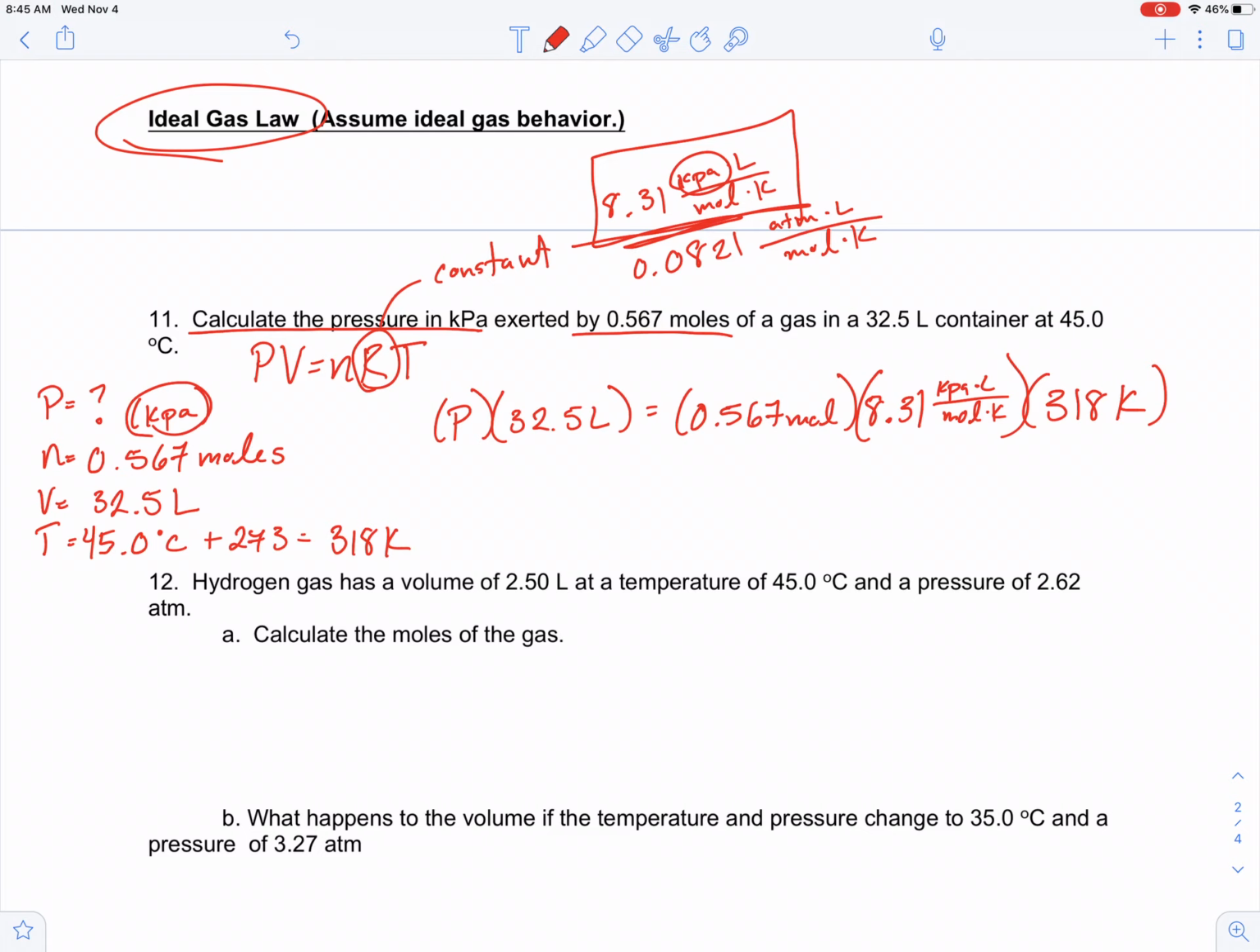And so what happens here is that if I multiply across and I solve for P, all of these units cancel except for kPa, and so then my answer ends up in kilopascals. So I'm going to do all of my work here. So 0.567 times 8.31 times 318 divided by 32.5, and my answer comes out to be 46.1 kilopascals.